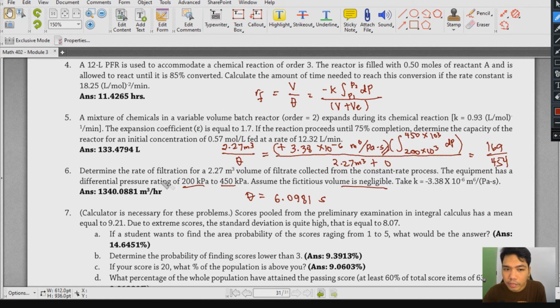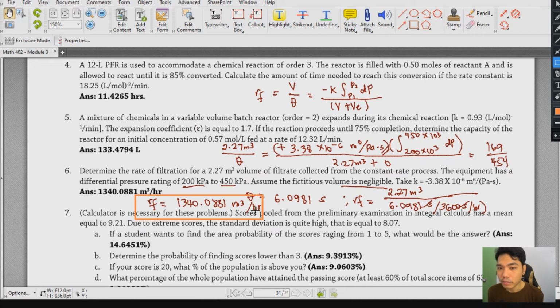So that is seconds. And then if you want to determine that in terms of cubic meter per hour, so therefore the RF, which is V over theta, so we have 2.27 cubic meter, dividing this by 6.0981 seconds, so we divide this again by 3,600 seconds per hour para magkaroon tayo ng per hour na unit. So RF would be equal to 1340.0881 cubic meters per hour. And that is the rate of filtration in constant rate.